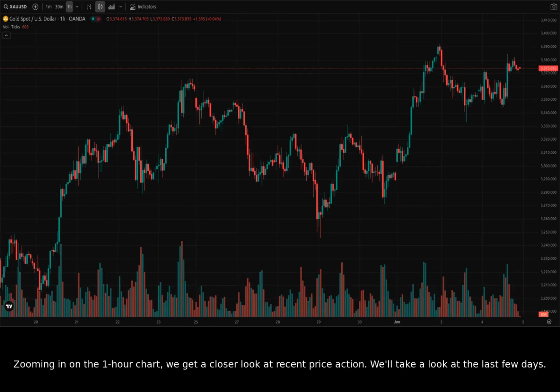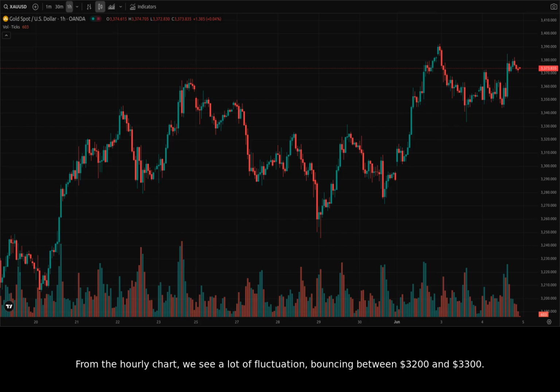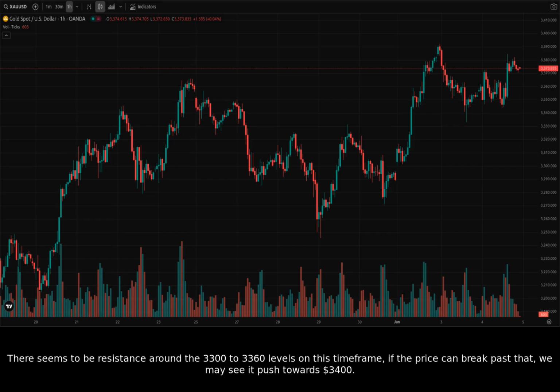Zooming in on the 1-hour chart, we get a closer look at recent price action. We'll take a look at the last few days. We can see more granular movements and identify potential short-term support and resistance levels. From the hourly chart, we see a lot of fluctuation, bouncing between $3,200 and $3,300. There seems to be resistance around the 3,300 to 3,360 levels on this timeframe. If the price can break past that, we may see it push towards $3,400.